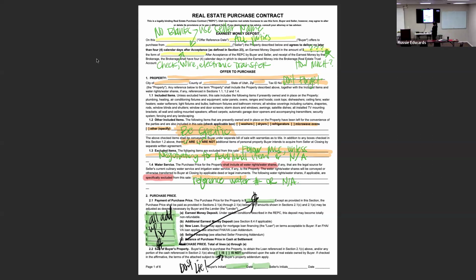The next one is your earnest money. Question that I get often is how much is a good earnest money?